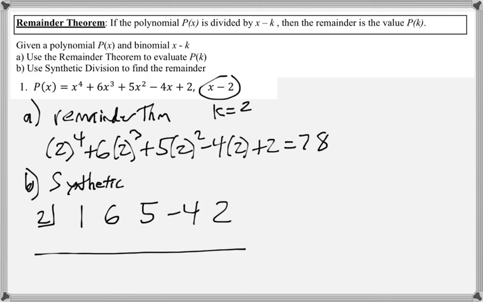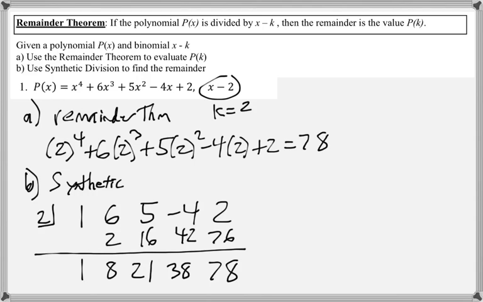And then if I use synthetic division, bring down the 1, 1 times 2 is 2, 6 plus 2 is 8, 8 times 2 is 16, 5 plus 16 is 21, 21 times 2 is 42, add these up I get 38, 38 times 2 is 76, add these up and I get 78. So this would be where the remainder is when we're doing synthetic division.